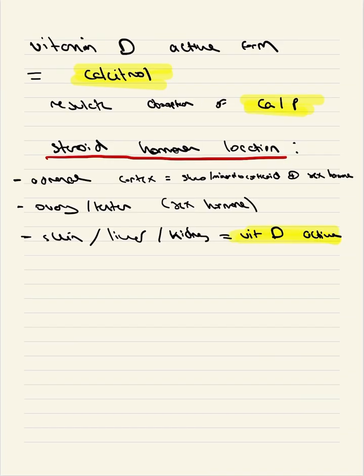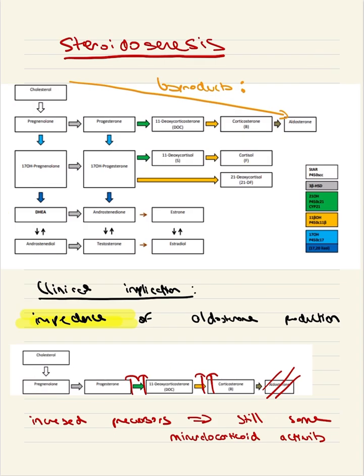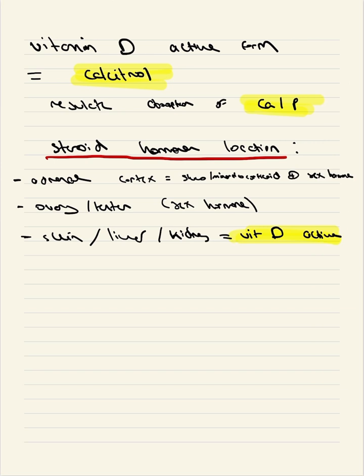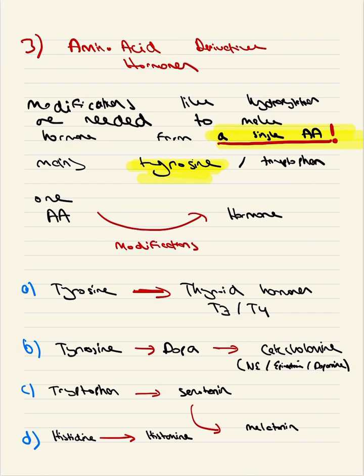Basically vitamin D, as I said, in its active form is calcitriol. Calcitriol will regulate the absorption of calcium and phosphate. So that is calcitriol, the active form of vitamin D, and it's also a steroid. So for the steroid hormones location, again, you need to think about your adrenal cortex and your ovary and your testis, and then you have your active form of vitamin D, the vitamin D cycle. Here we have skin, liver, and kidney. But we're not going to talk about the vitamin D cycle too much.